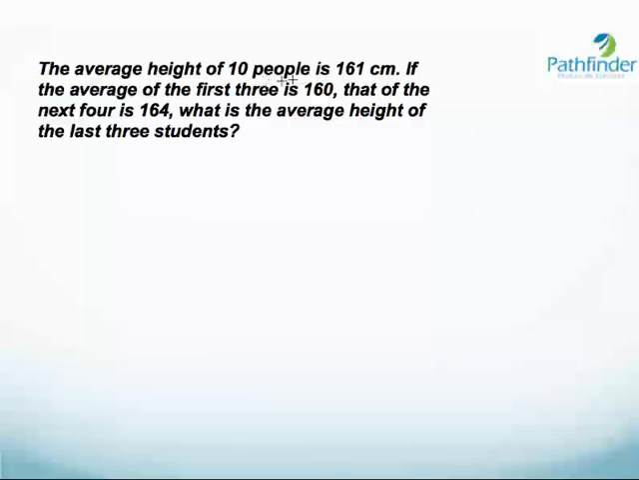The average height of 10 people is 161 centimeter. If the average of the first 3 is 160 and that of the next 4 is 164, what is the average height of the last 3 students? So let us solve. We can very clearly see that we have 10 people and their average height is 161 centimeter. Now these 10 people are broken into 3 subgroups.